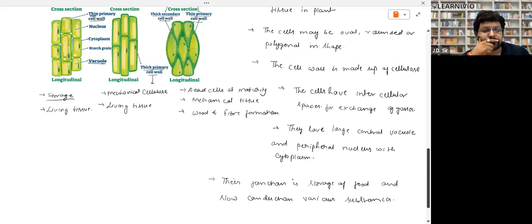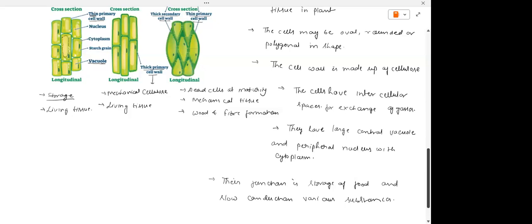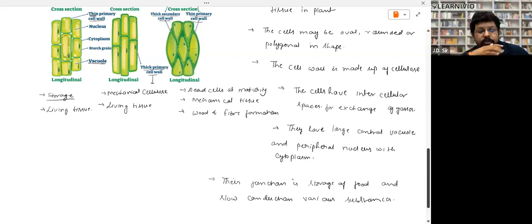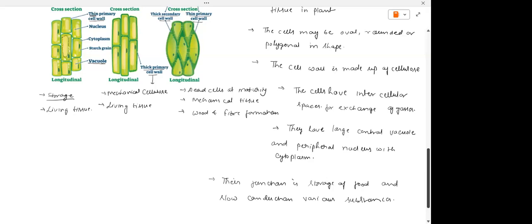Is that clear? Martin, yes sir. Note it down. Last point: their function is storage of food and slow conduction of various substances. Alia, is it clear? Yes, sir. Okay.